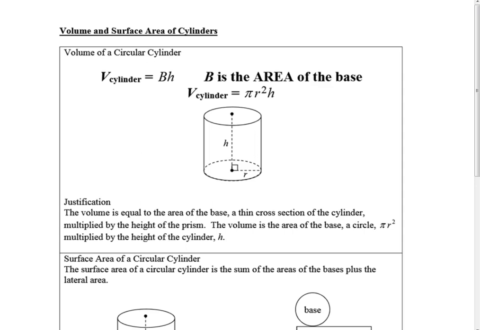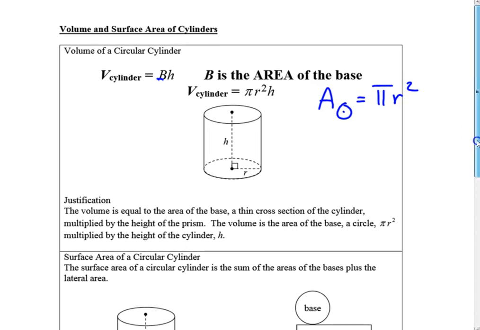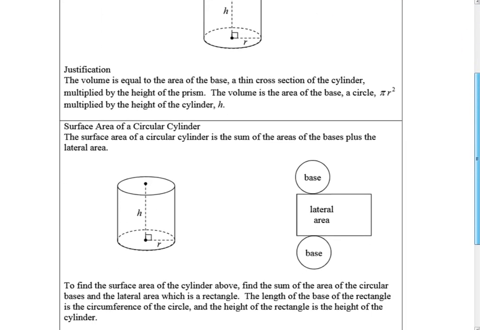So same formula here for the volume of the cylinder, except now, key thing here, B is the area of the base, but since the base is a circle, for the area of a circle, what's that formula? Pi r squared. So that's what you're substituting in there for that B. And again, you can think of it like a whole bunch of CDs stacked on top of each other.